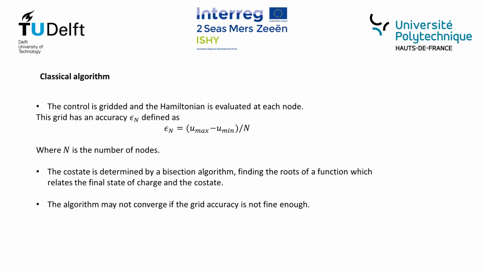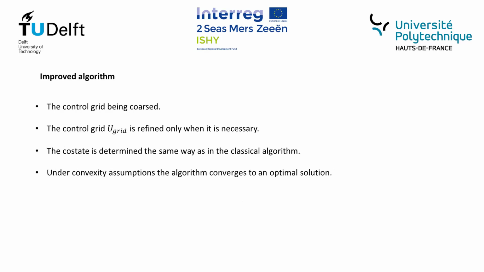This is an inefficient algorithm because we don't need to evaluate at each node of the grid set. And also, if the grid doesn't have enough accuracy, the algorithm may not converge. To solve this problem, we propose an improvement that consists in beginning with a coarse grid and refining it only when it's necessary and only in the interval where we know the optimal solution is. This reduces the computational cost and also ensures the convergence of the algorithm.